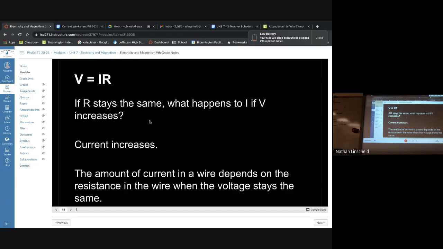So your current, and again, this is the way it was written on your worksheet, you can kind of think of it this way. If your voltage gets bigger, I gets bigger. If R gets bigger, then I gets smaller. If I divide by a big number, I get a small number back, right? And that's called, again, Ohm's law.